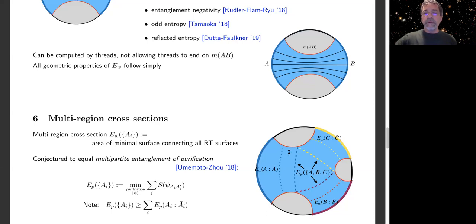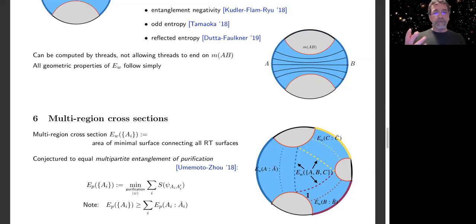One thing I can calculate, which is the dotted line here, is the entanglement wedge cross section separating A from A complement, namely separating A from BC. Then I have the one separating B from AC and C from AB. But there's a different quantity I can look at, which is the dashed line, where you're actually forcing the surface to end on the same points on the three RT surfaces.